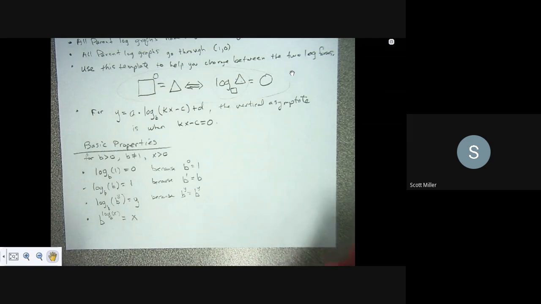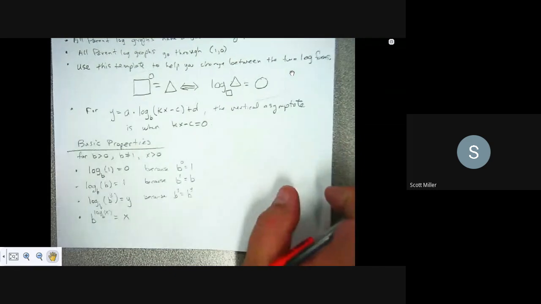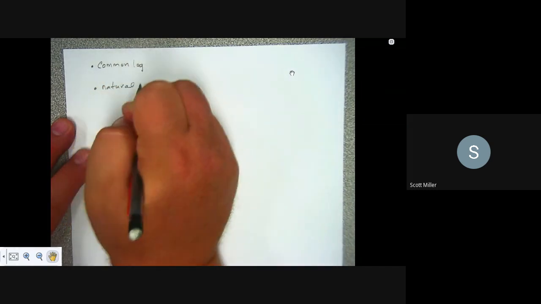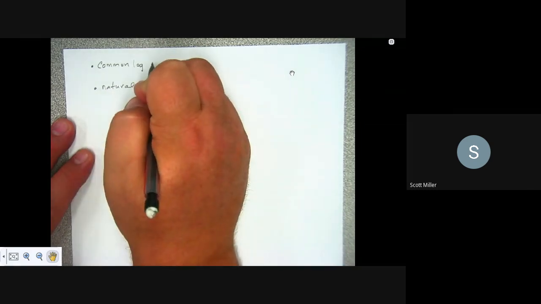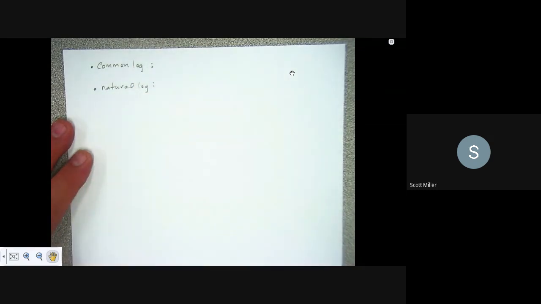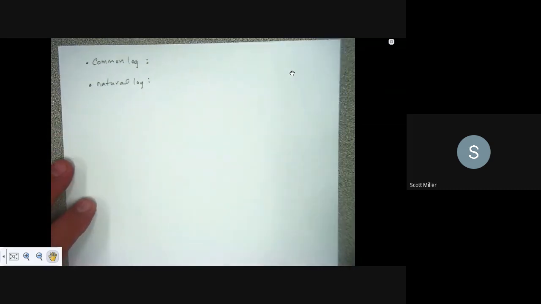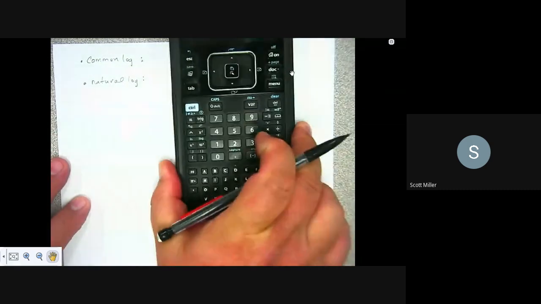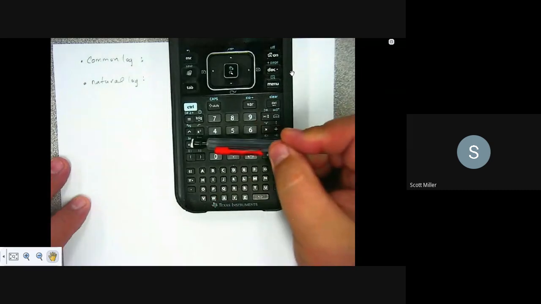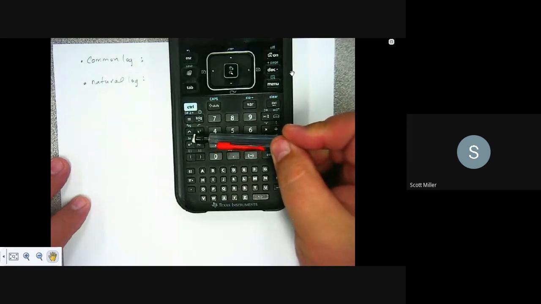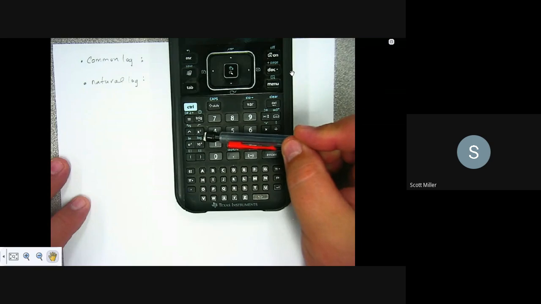Okay, the next thing I'm going to do is turn the page over, and I'm going to give you some basic logs that are used. These have special names: the common log, and the other one is called the natural log. If you look on your calculator, these are always the two buttons being represented. Right here above the E, you'll see this LN called the natural log, and this one over here is just LOG for log.